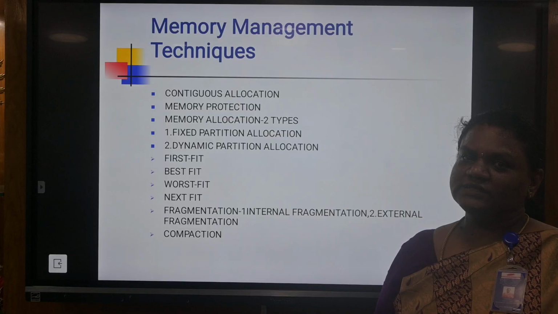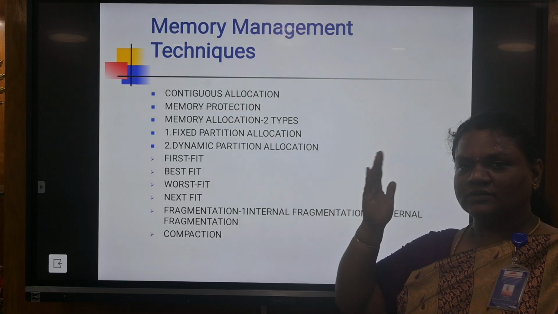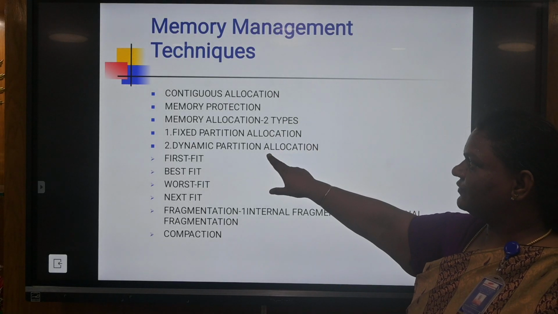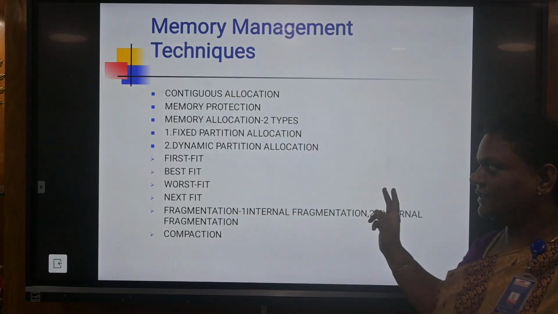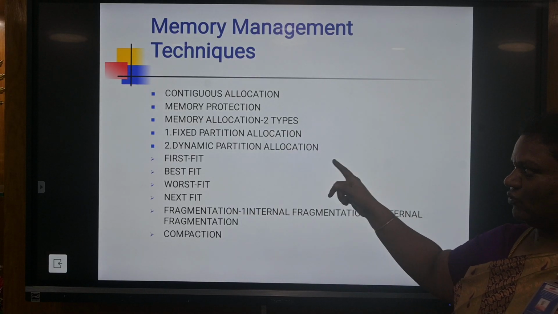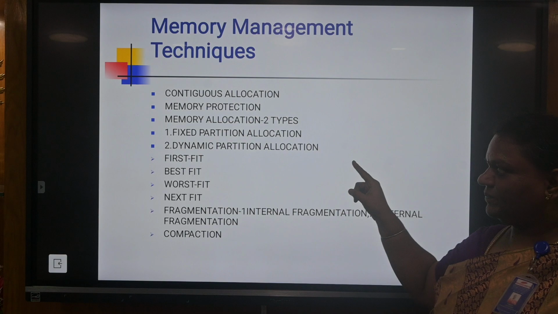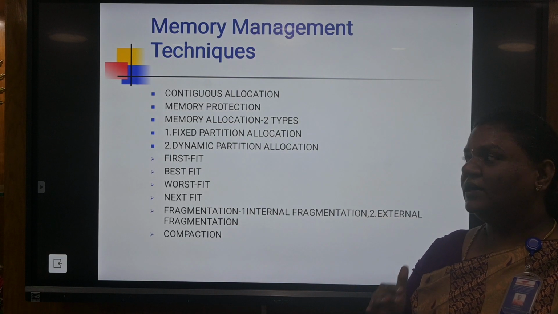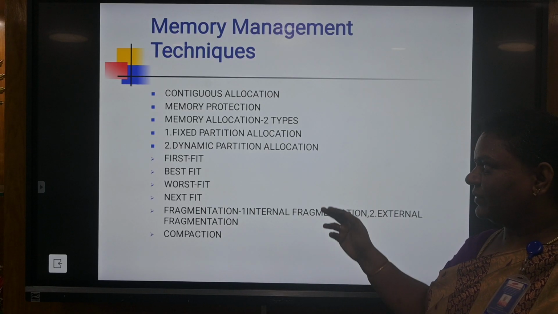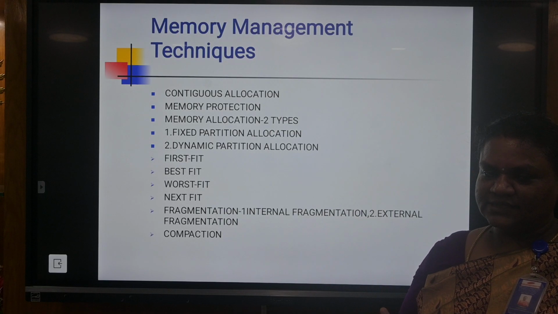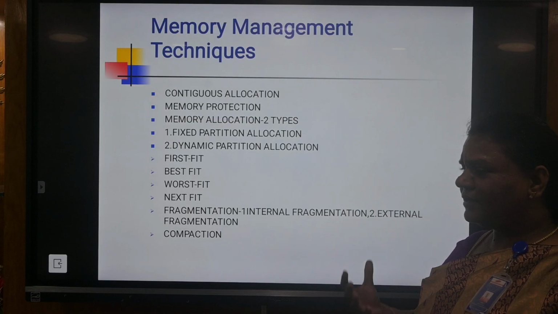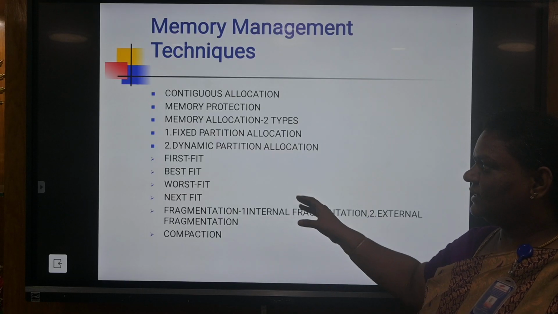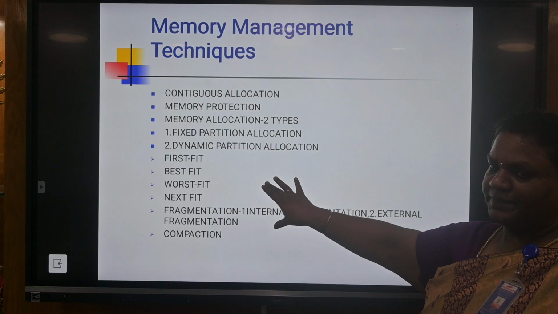Contiguous allocation. Contiguous allocation is a method in which a process is continuously allocated in the memory location. There are two types: fixed partition allocation and dynamic partition allocation. Dynamic partition allocation has four methods: first fit, best fit, worst fit, next fit. First fit: whichever process comes first takes the memory space. Best fit: if a process is small and the memory space is apt for the process to be stored, then that memory space is taken.